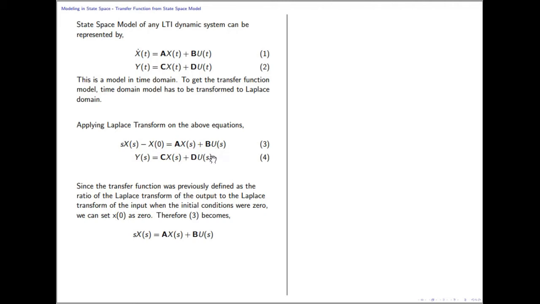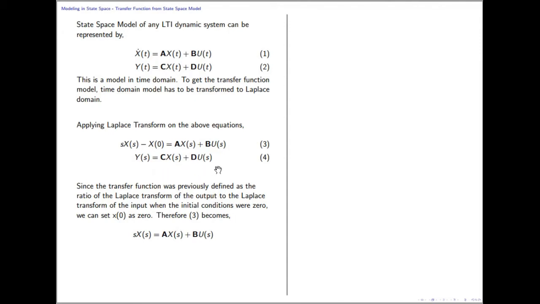So these two are the equations we have now, excluding the initial conditions. What I want is the transfer function, which is nothing but the Laplace transform of the output to the Laplace transform of the input when the initial conditions are zero. Anyhow, we have made the initial conditions zero, so we get this equation. So now equation number four and this particular equation are there. From this, what we need to get is Y of s by U of s, the Laplace transform of the output by the Laplace transform of the input.